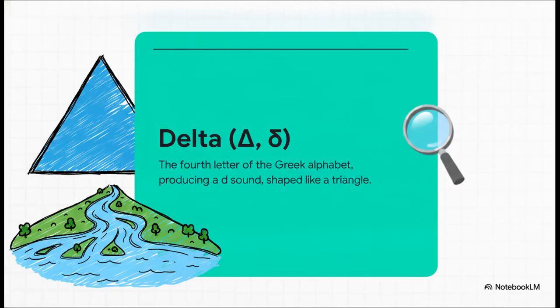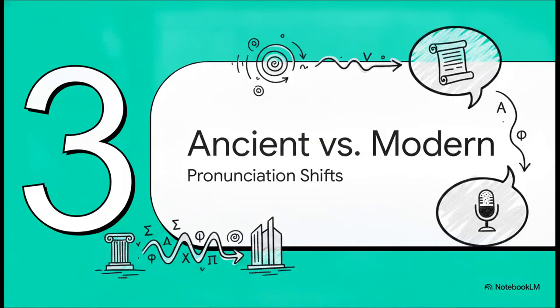Skipping ahead just a bit to the fourth letter, we have delta, which makes a hard D sound. And this one actually comes with a brilliant built-in memory aid. Notice how the capital delta is shaped exactly like a triangle? Well, think about geography. When a river meets the sea and splits into that distinct triangle shape, we call it a river delta, which is named perfectly after this exact Greek letter. Pretty cool, right?